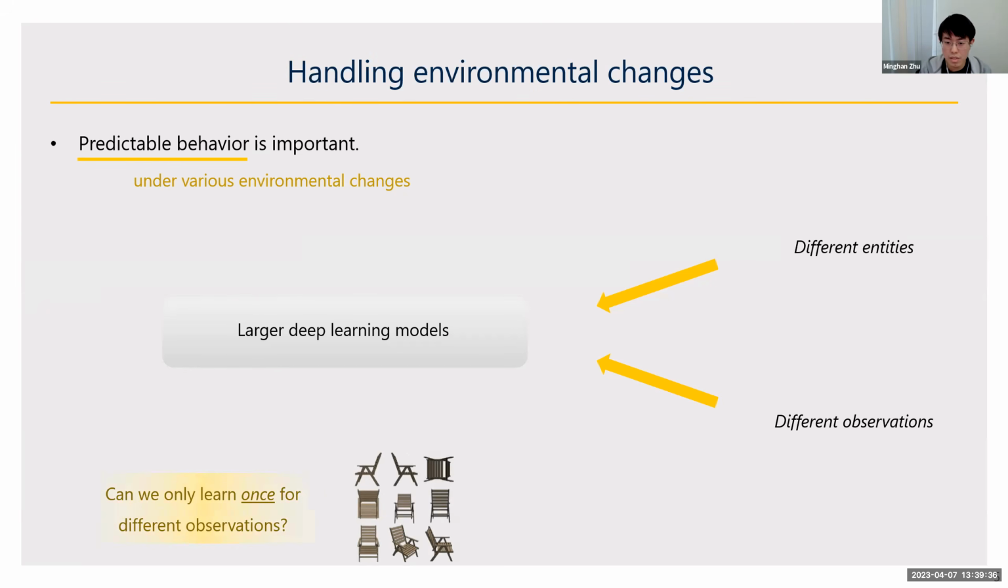And how do we do this? So here, can we do this? Can we learn once for different observations of the same object? Actually, we can. And the answer is to leverage the symmetry. That is, if the model can capture the underlying symmetry of all the different observations of the same object, this can provide us huge benefit.